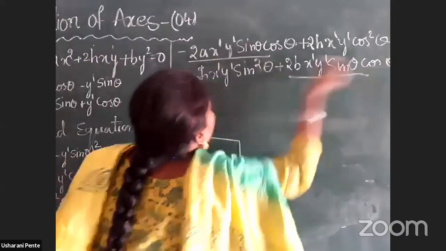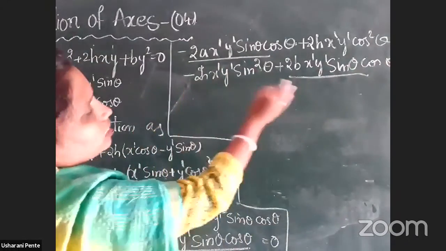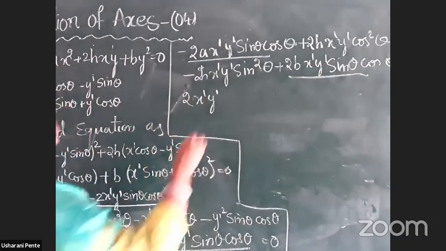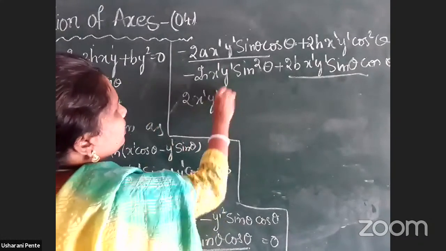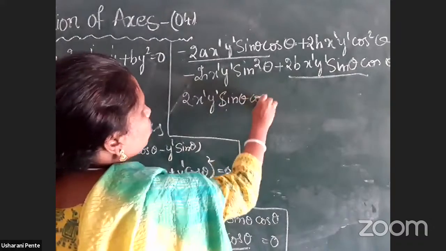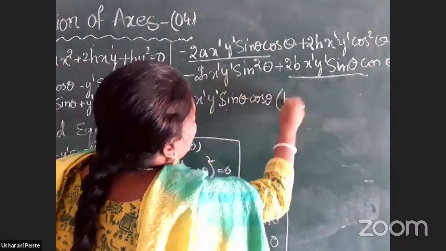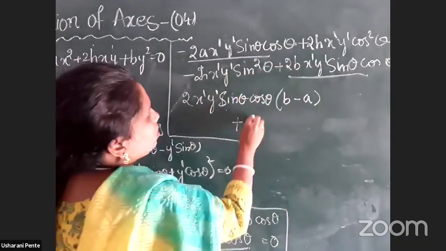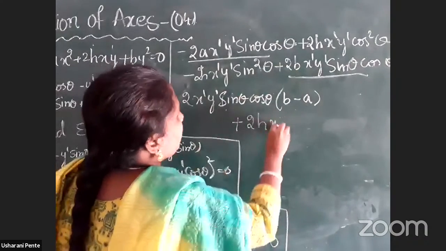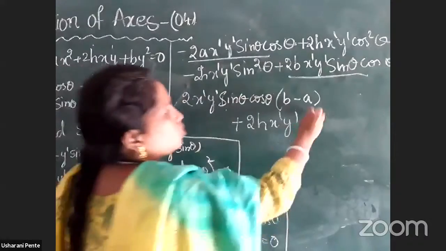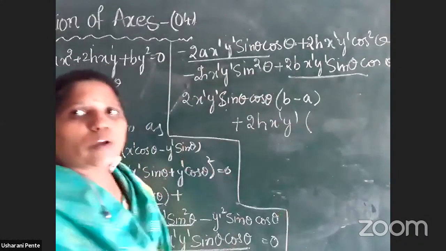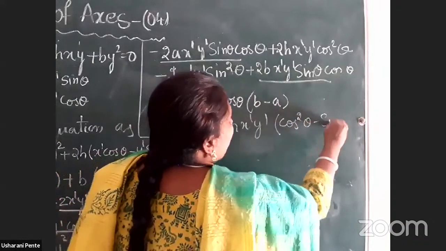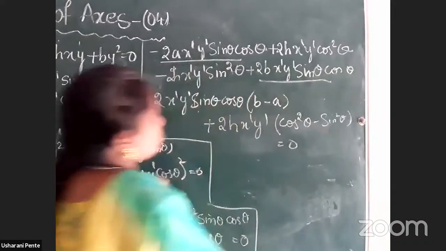Now from this, which are common? I am taking these two as common first. What is common in both? 2 x dash y dash sin theta cos theta times b minus a. Plus, from these two terms, 2h x dash y dash we are taking common. So what are we getting? We are getting cos square theta minus sin square theta, that is equal to 0.